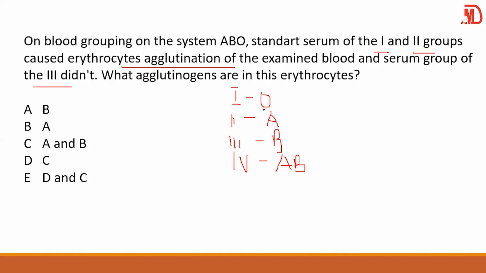Now, they said there was agglutination of group I, that's blood group O, and blood group A. Agglutination means they did not pick each other. But before that, let me tell you their antigens.